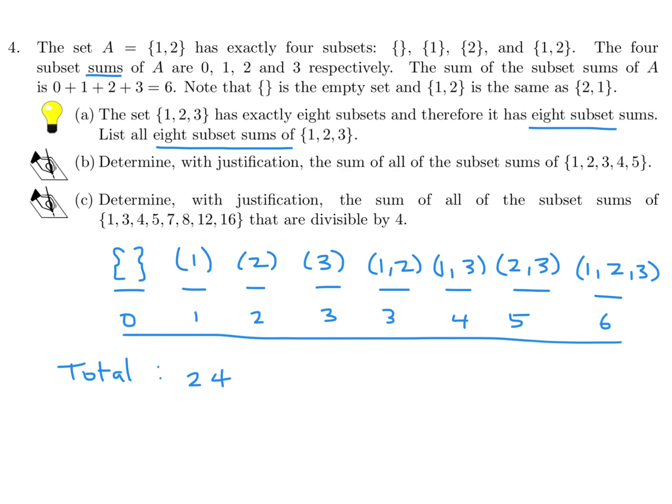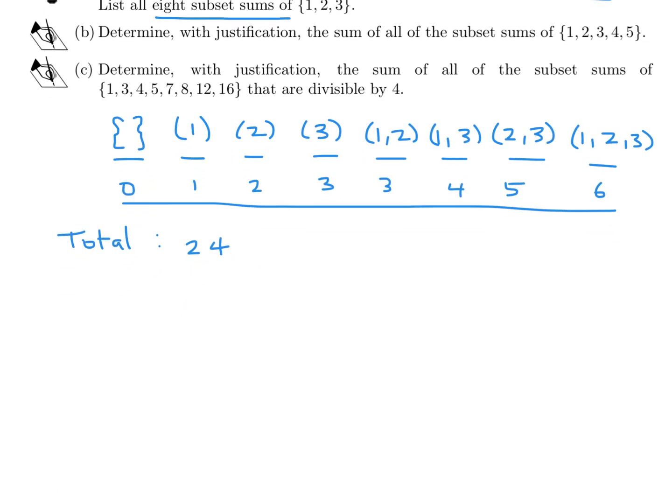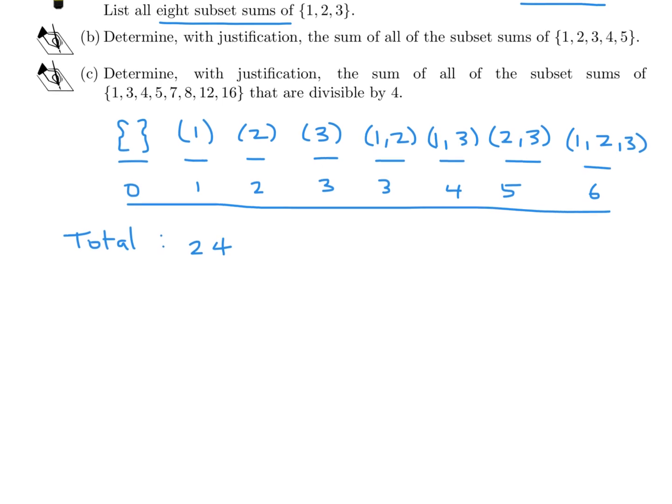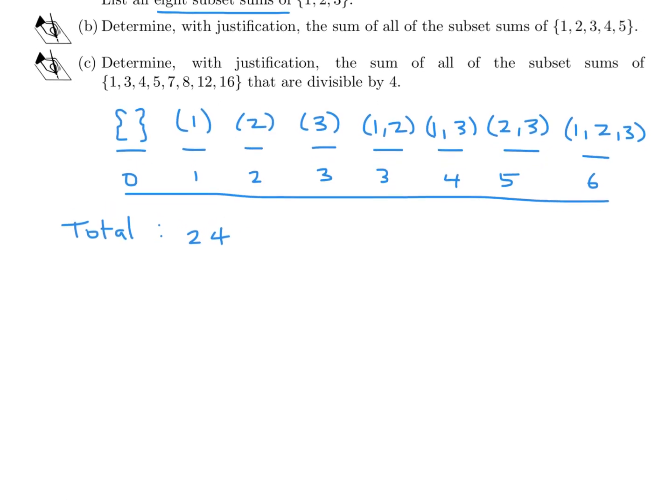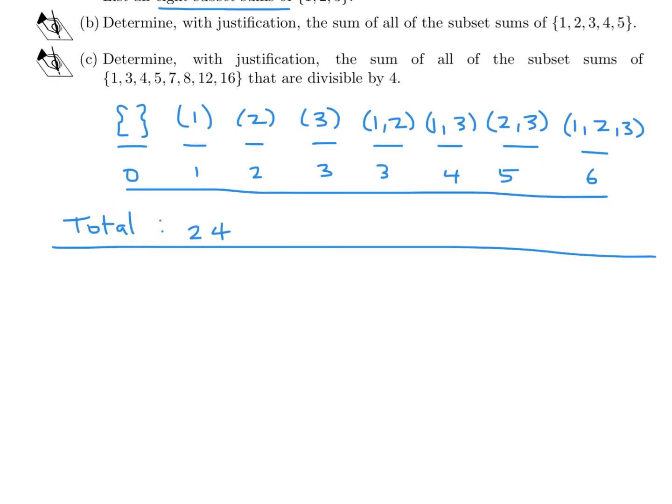This question: determine with justification the sum of all the subset sums of {1, 2, 3, 4, 5}. Oh, okay, so there's a lot more work involved in this one here. Instead of listing them out, which would take forever, let's see. Let's break it up by the number of elements in the set. So we've got 1, 2, 3, 4, 5.